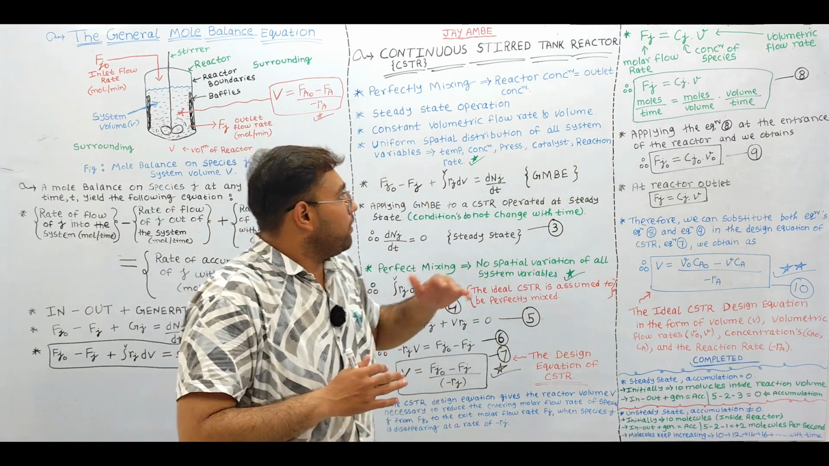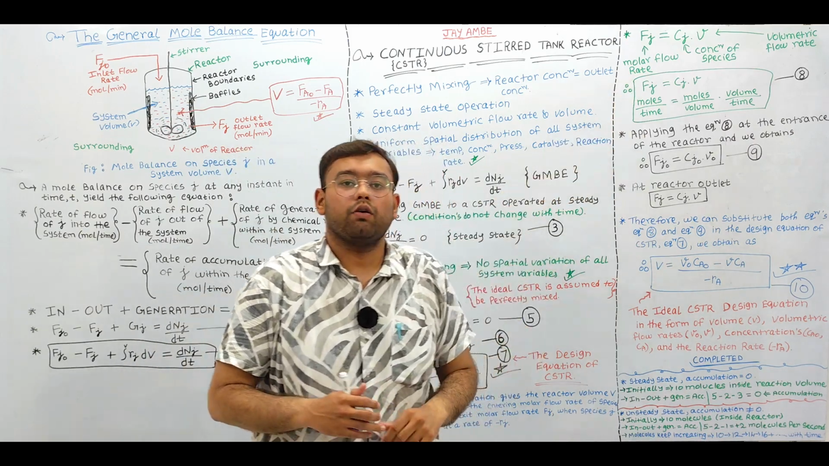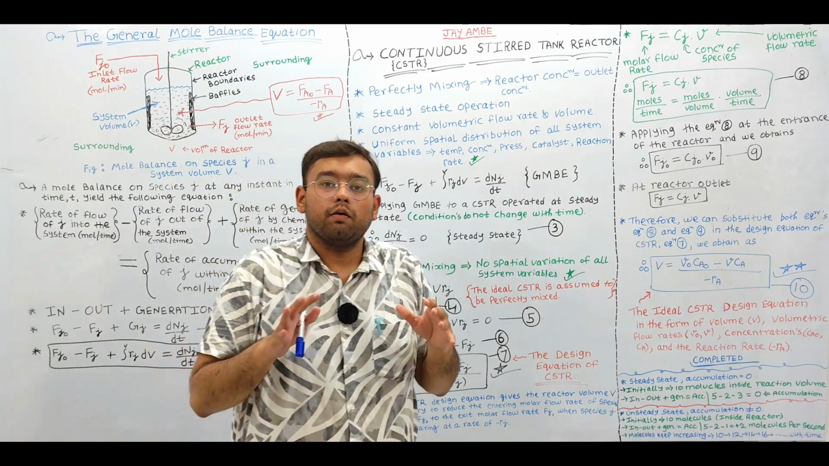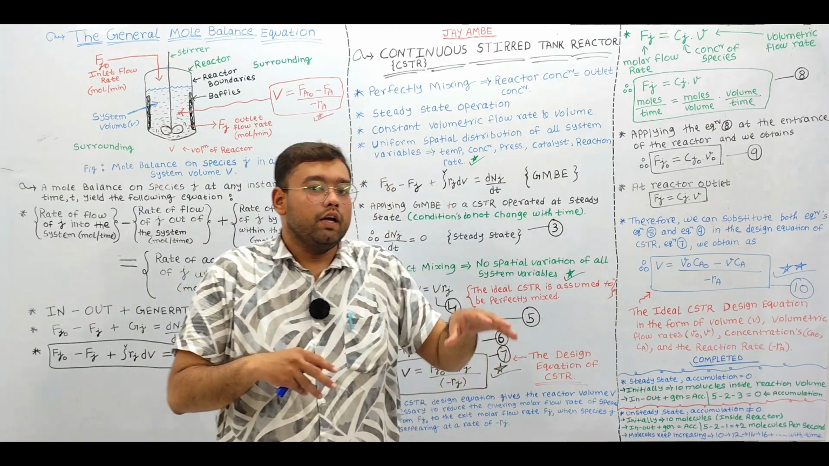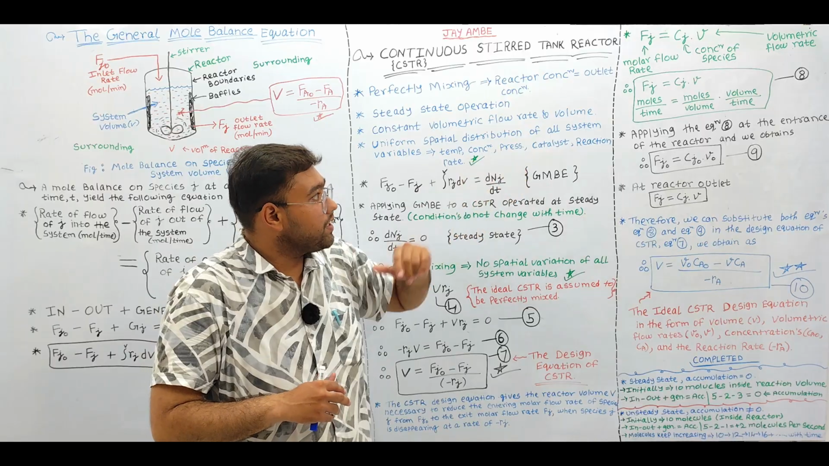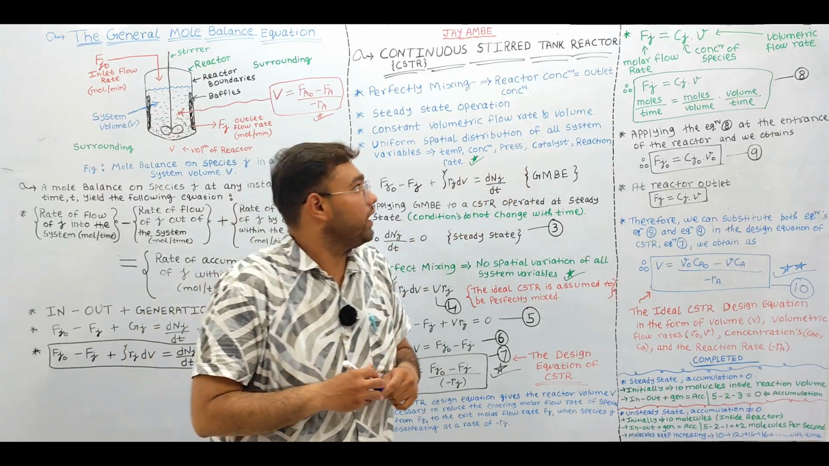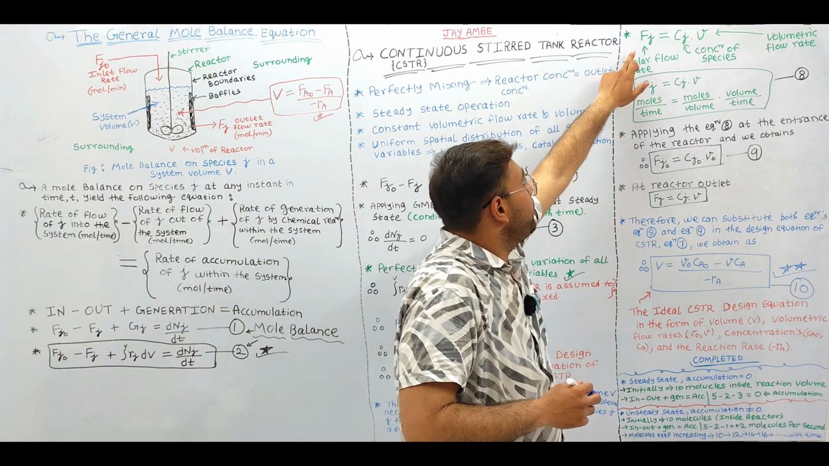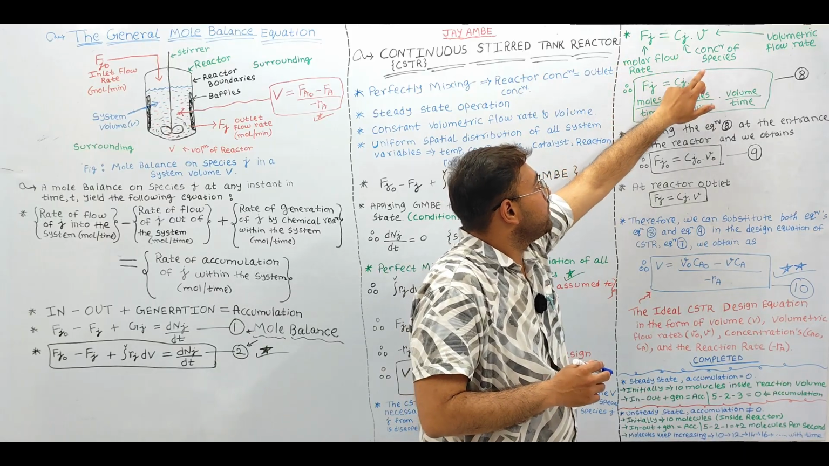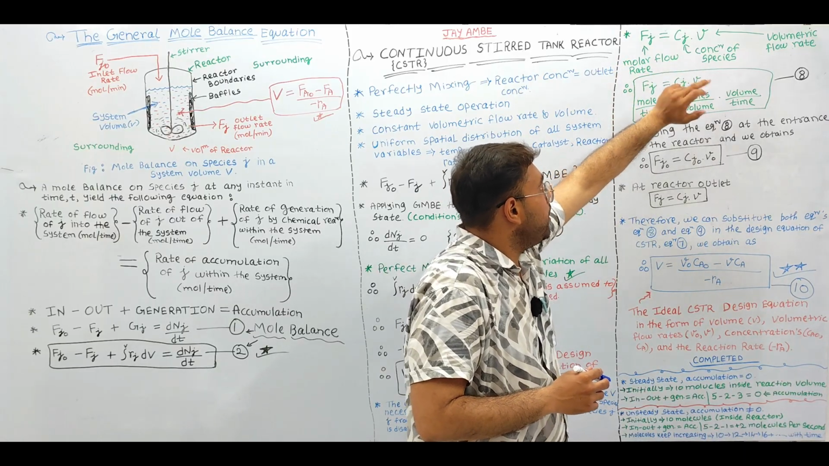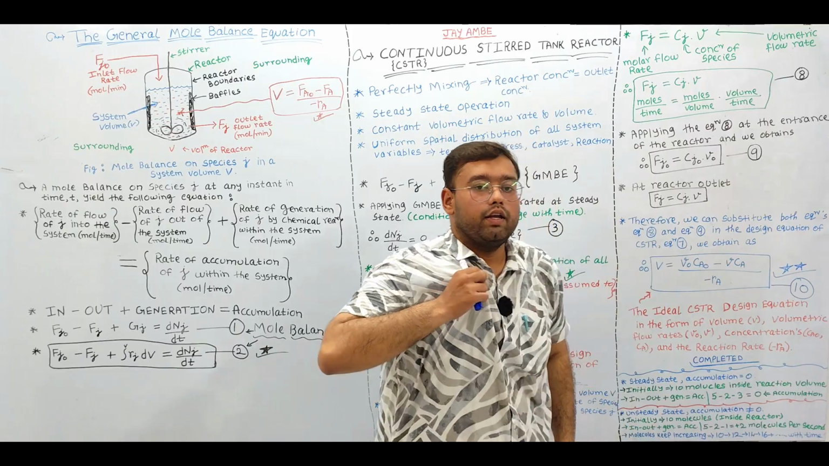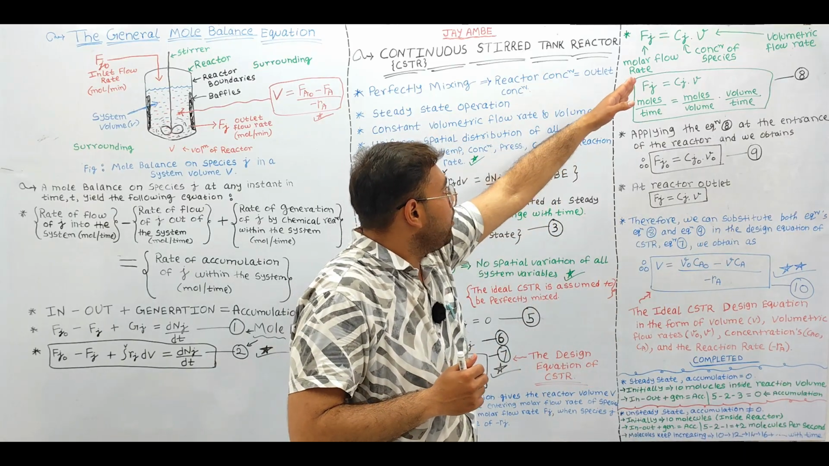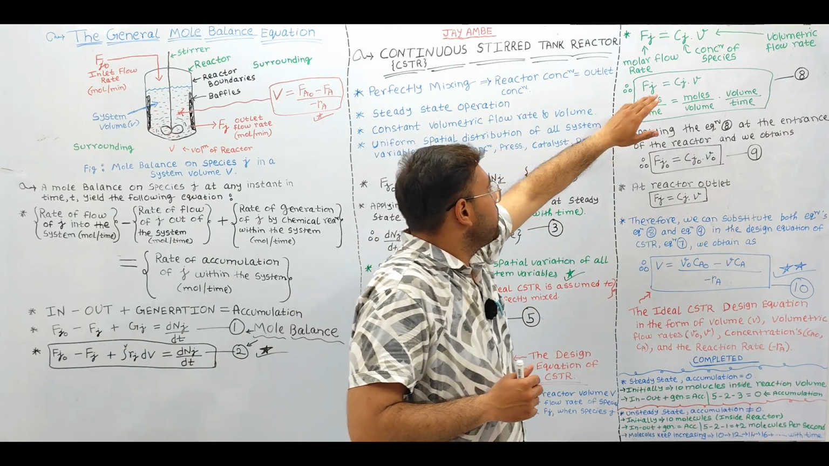Now the molar flow rate can also be written as the product of the concentration of the species and the volumetric flow rate. The molar flow rate can be written as the product of the concentration of species, indicated by Cj, and the volumetric flow rate, indicated by V.